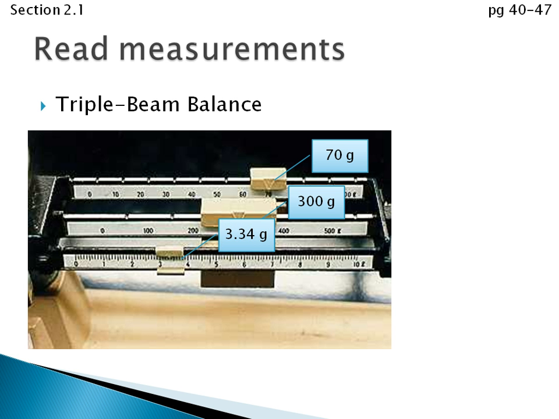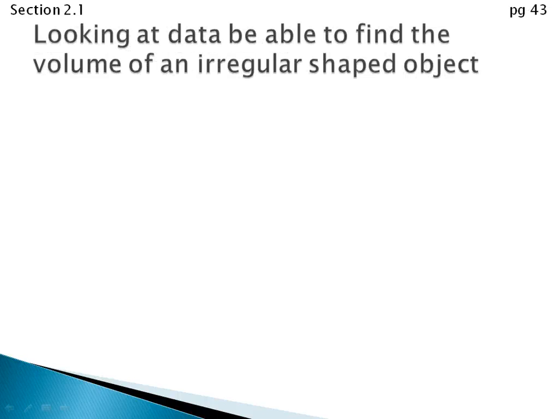And if you look carefully on there, and you may want to pause the video to look at this, you can see that it is between the 3 and the 4 tenths mark, and it's about halfway, just a little bit short of halfway, and that's where we got the 3.34 grams. And so when you take a look at that, you then need to, of course, add up all of those numbers. And so when I add them all together, I find the actual mass of the object is 373.34 grams.